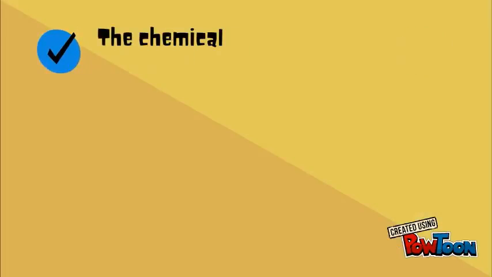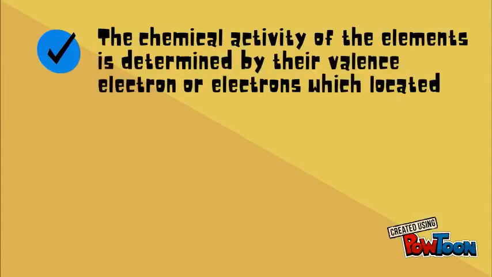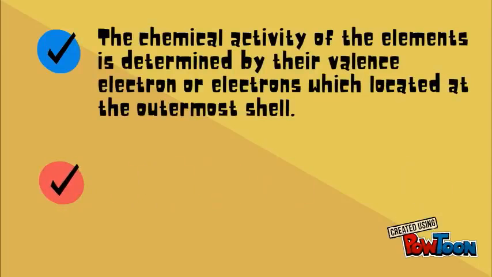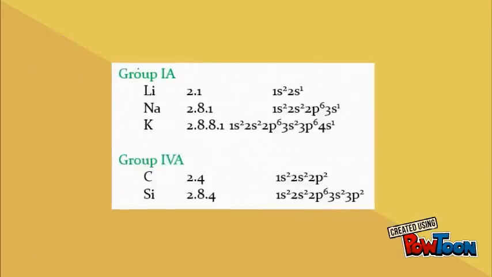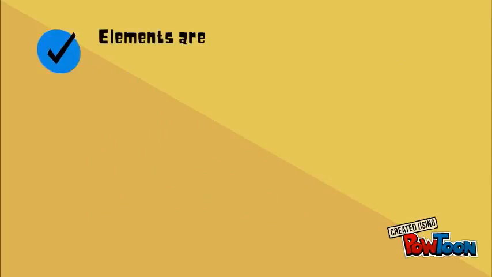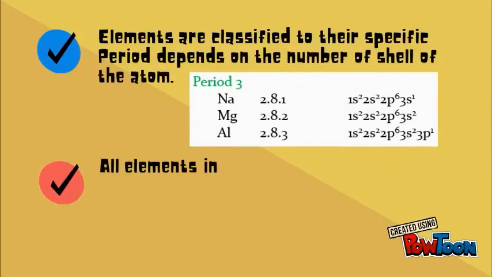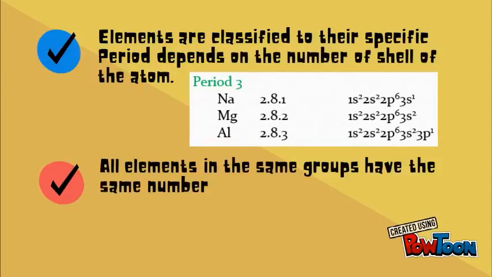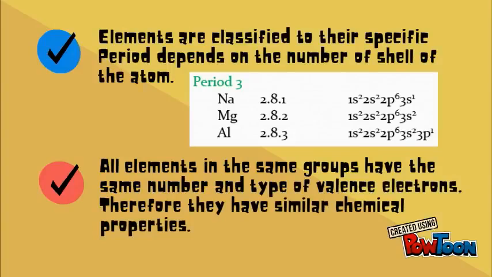The chemical activity of the elements is determined by their valence electrons, which are located at the outermost shell. Elements are classified into their specific group depending on their valence electrons. Elements are classified into their specific period depending on the number of shells of the atom. All elements in the same group have the same number and type of valence electrons. Therefore they have similar chemical properties.